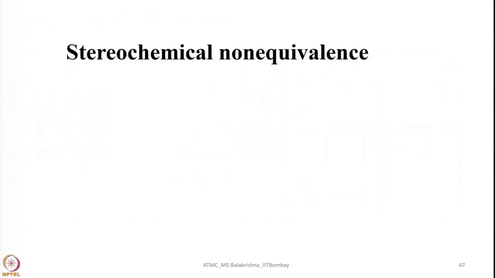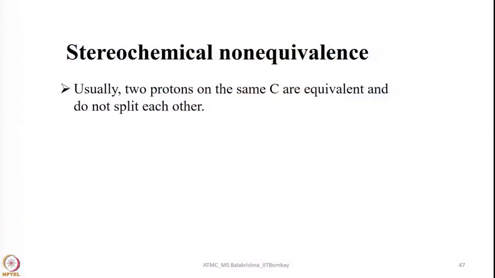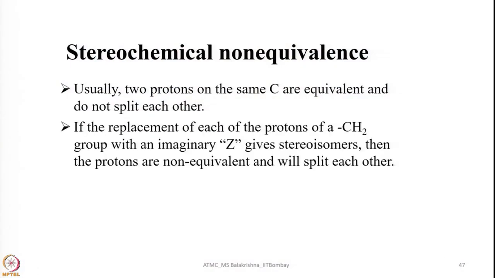Very simple. Now, let's look into stereochemical non-equivalence. What is the meaning of stereochemical non-equivalence? Usually, two protons on the same carbon are equivalent and do not split each other, as I mentioned. And if the replacement of each of the protons of a CH2 group with an imaginary Z gives stereoisomers, then the protons are non-equivalent and will split each other.